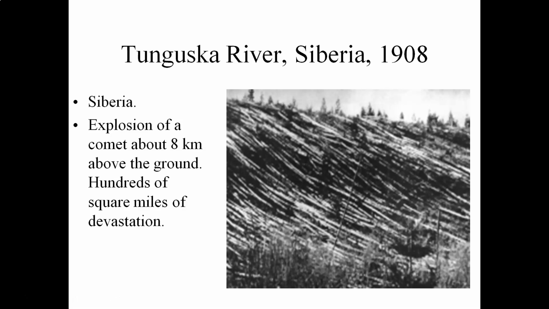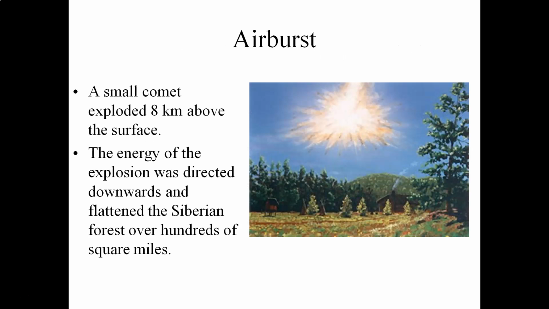Okay, do comets hit the Earth? Yeah, every now and then they do, quite frankly. Back in the early 20th century, probably a very famous example of a comet hitting the Earth occurred in Siberia in the Tunguska River region back in 1908. What we think happened at that time is that a small comet exploded about 8 kilometers above the ground, and the energy associated with that explosion was directed downwards, and it basically flattened the Siberian forest, as you can see right here. These are flattened trees. It basically flattened the forest for hundreds of square miles.